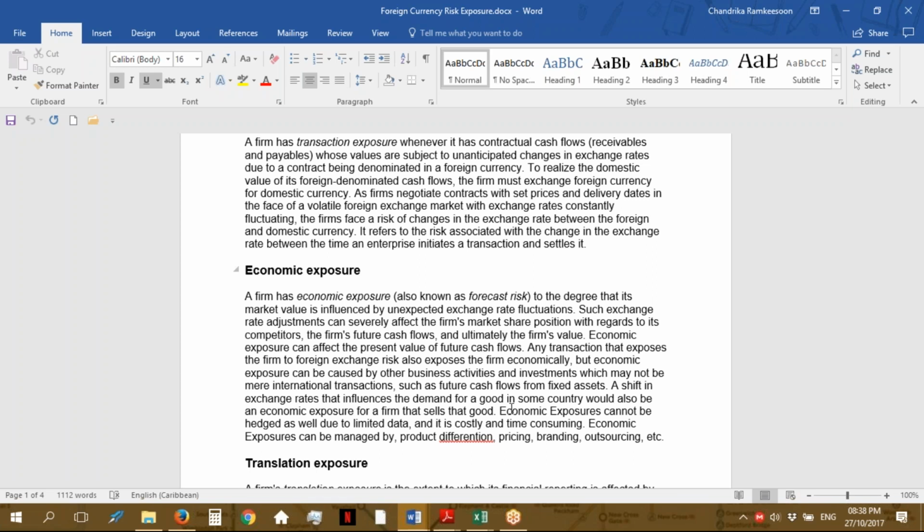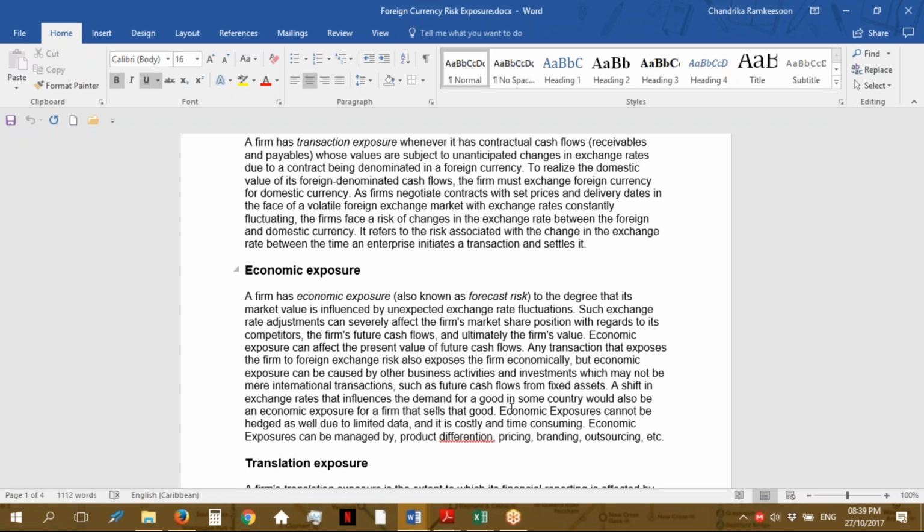You see, the problem is it would affect your business, but we can't hedge against it. Forward rates and these different hedging techniques are used to hedge against transaction risk. Because of the limited data and the volatile data, if at all any, it's very, very difficult. And in fact, we can't hedge against economic exposure.